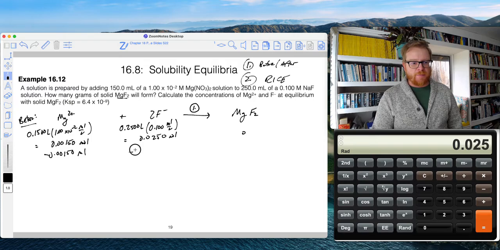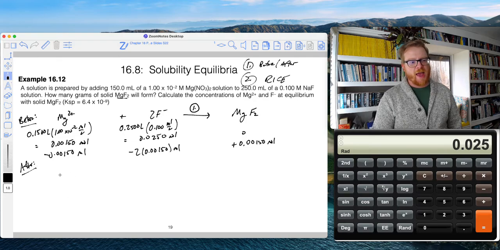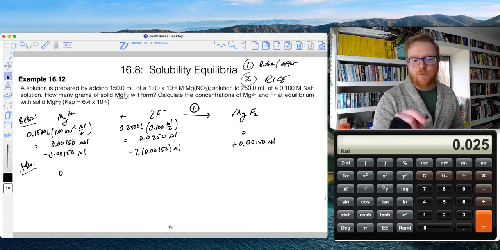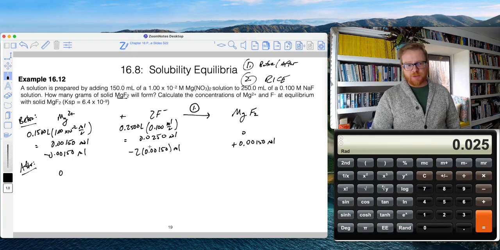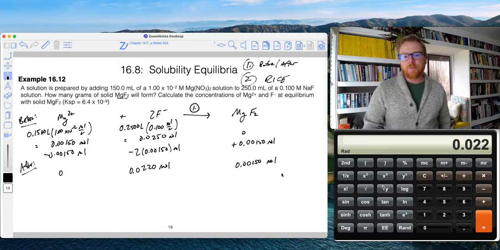So now that's going to be minus 2 times 0.00150 moles. And that means over here, this is plus 0.00150 moles. So now if we look at our after situation and how much we have, we've got 0 moles of magnesium 2+ now because it all reacted away. Over here, we have the 0.025 minus 0.003, right? Because it was 2 times that number. So that's going to be minus 0.003 to give me 0.0220 moles. And then over here, of course, I just have 0.00150 moles.